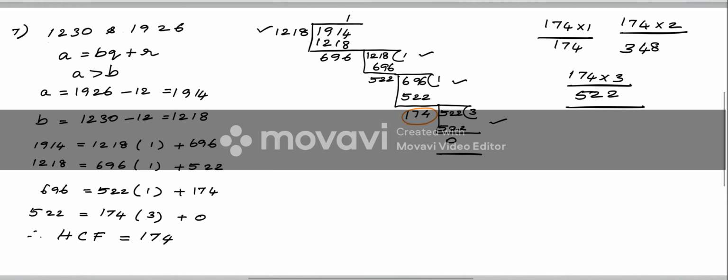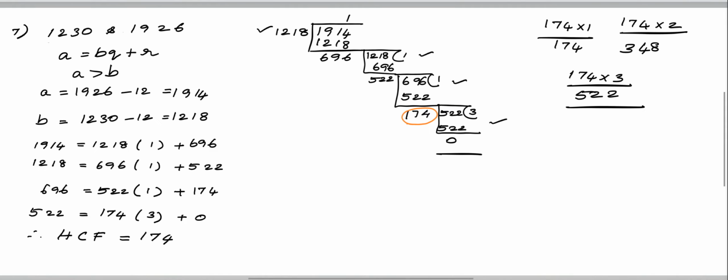That is the largest number which divides 1230 and 1926, leaving the remainder 12 in each case.